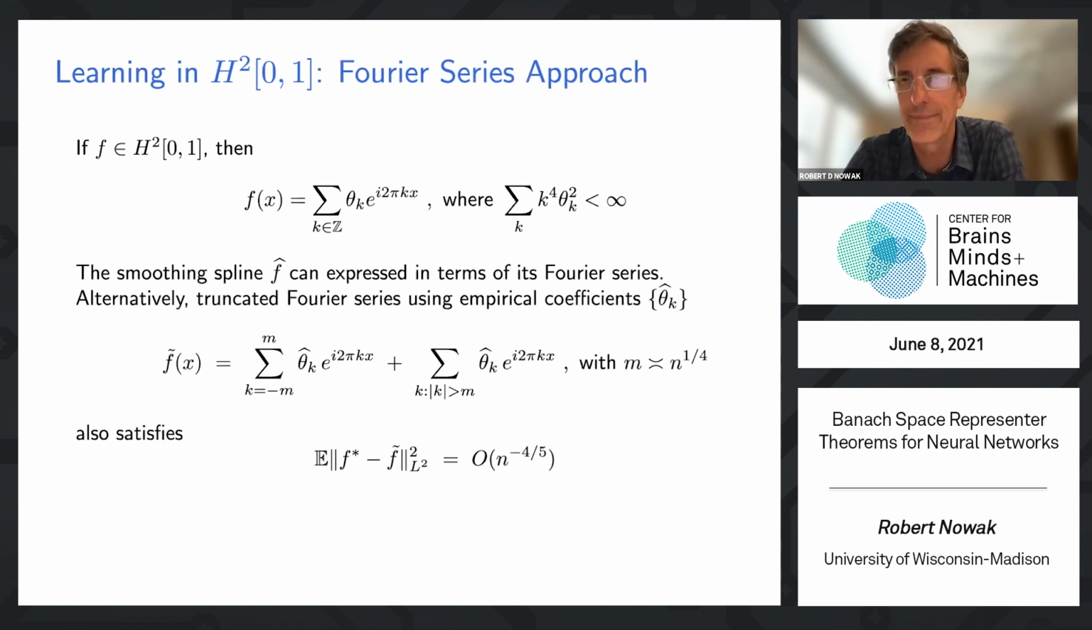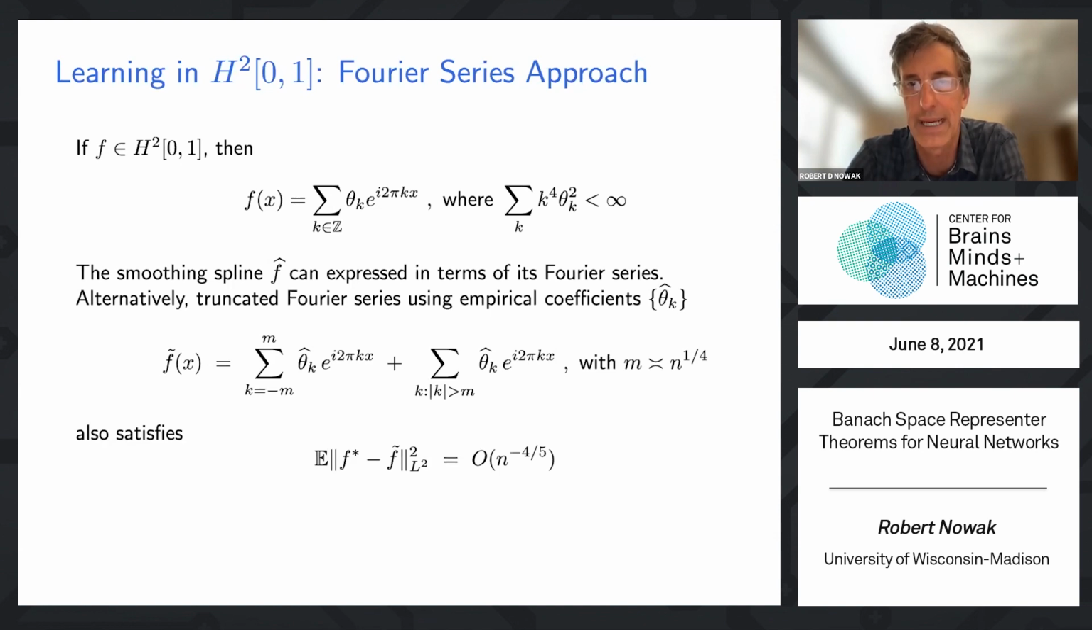So just to go back to this idea that we can also think about things in terms of a basis expansion or series expansion. If we have a function in the Sobolev space, then we can actually expand it in terms of its Fourier series. That's what I'm showing you here. So these are just the complex exponentials. The theta k's are the Fourier series coefficients. And if you're in a Sobolev space, that just means that the Fourier series coefficients have to decay sufficiently quickly.